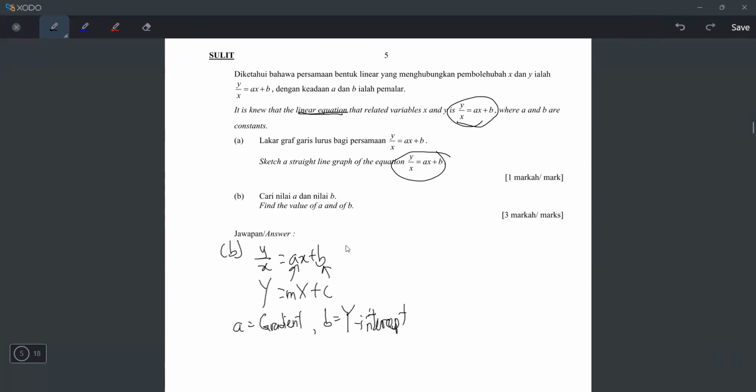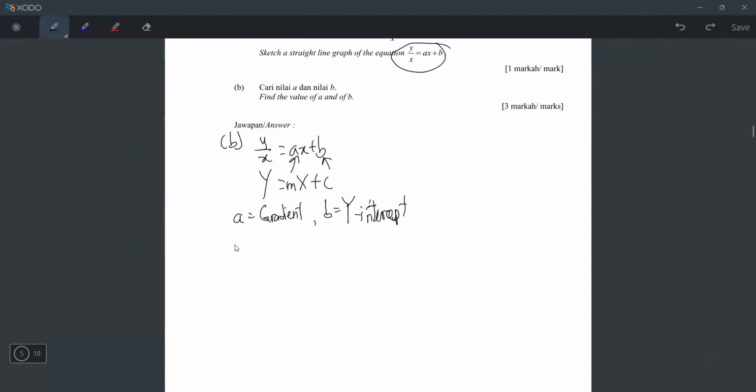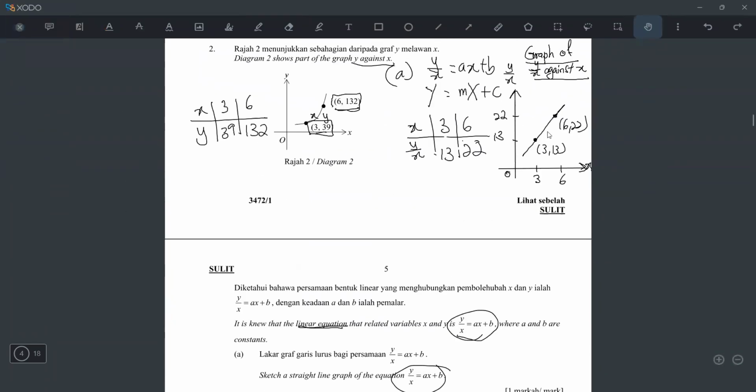Because, yeah, you have to use rho besar. Okay, so now I have to find the gradient. How to find the gradient? Well, you just look at the graph you draw, and you can find the gradient. But don't use this point. This point cannot be used because this is not a straight line. So you will take 22 minus 13, divide by 6 minus 3. That's how you find the gradient.